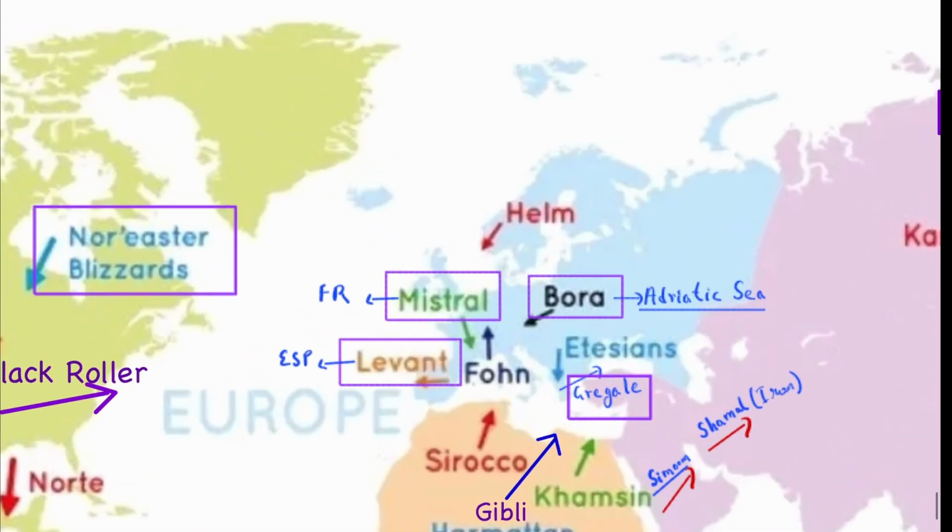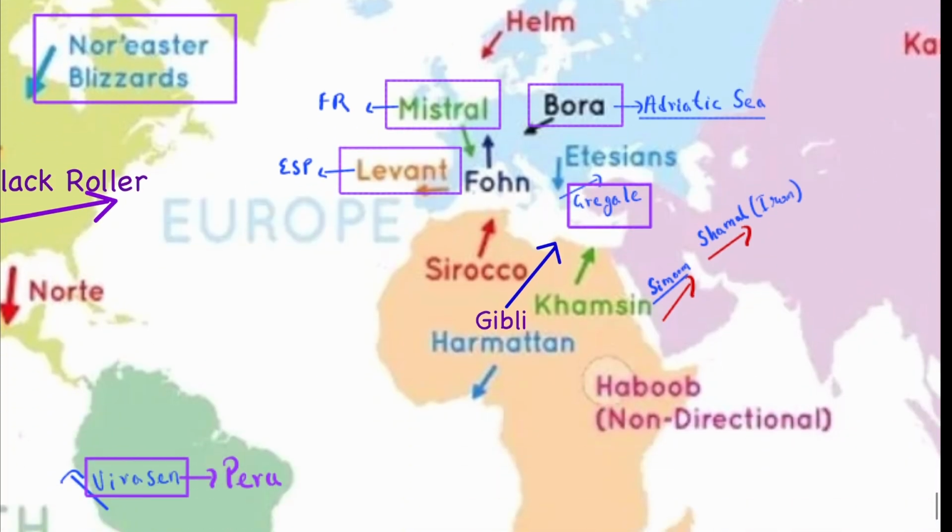You see this? Levant cold, Mistral cold, Bora cold. Pause and see it. Fohn warm, Sirocco, Ghibli, Khamsin. They are the same winds. Sirocco, they call it in Tunisia, Algeria, Morocco. Ghibli is the same wind as Ghibli in your Libya, and Khamsin in Egypt.